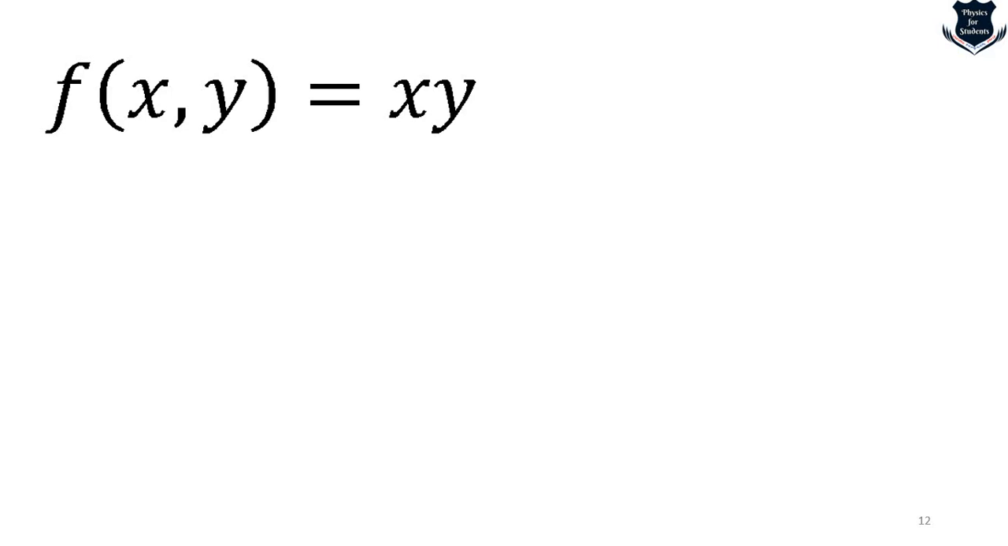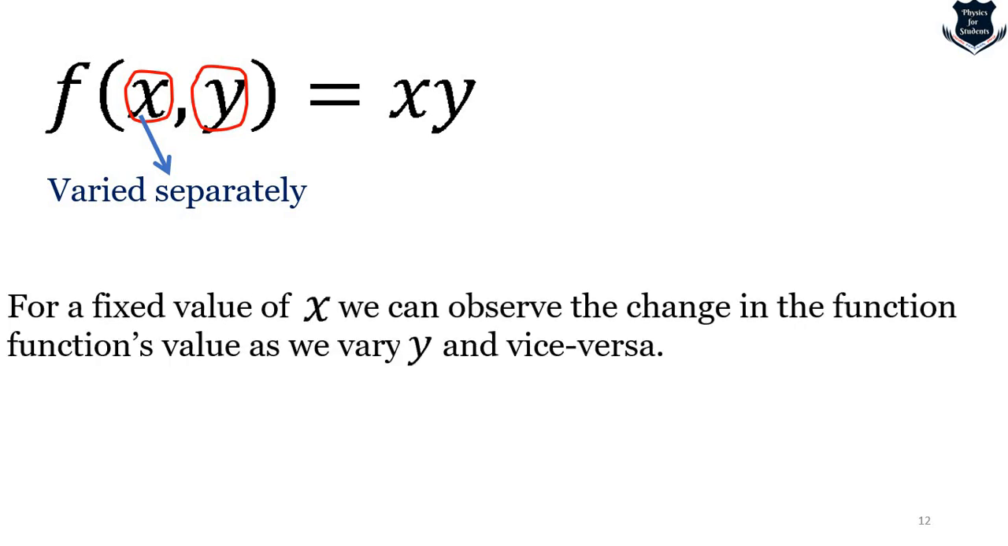Now when we look at this function, which is right on your screen, we typically think of its behavior as the variables x and y are varied separately. You can see x and y are varied separately. That means for a fixed value of x, we can observe the change in the function as we vary y, and vice versa. For a fixed value of y, if we vary x, it is the same.